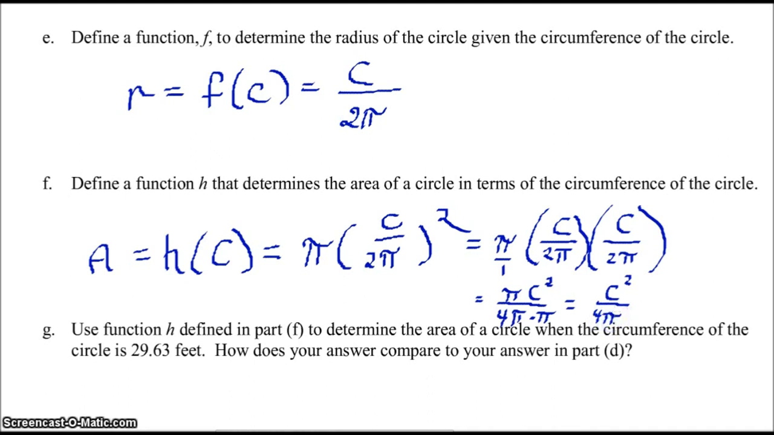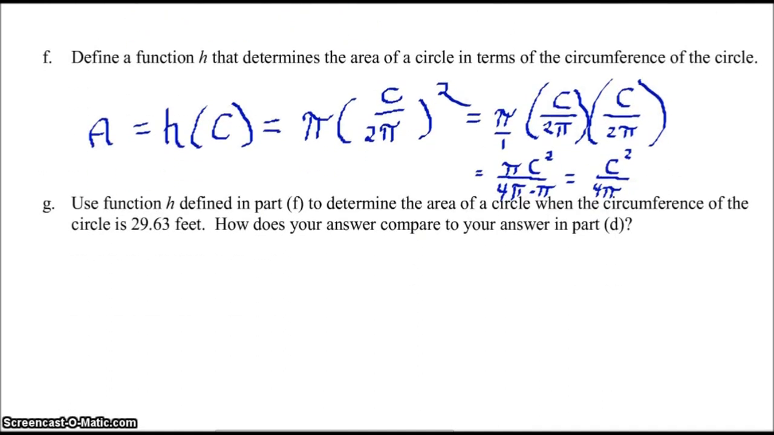Part G, use function h defined in part F to determine the area of a circle when the circumference of the circle is 29.63 feet. So we simply use our function h. Let me just write that again once more. h of C, which is representing area, is equal to C squared over 4 pi.